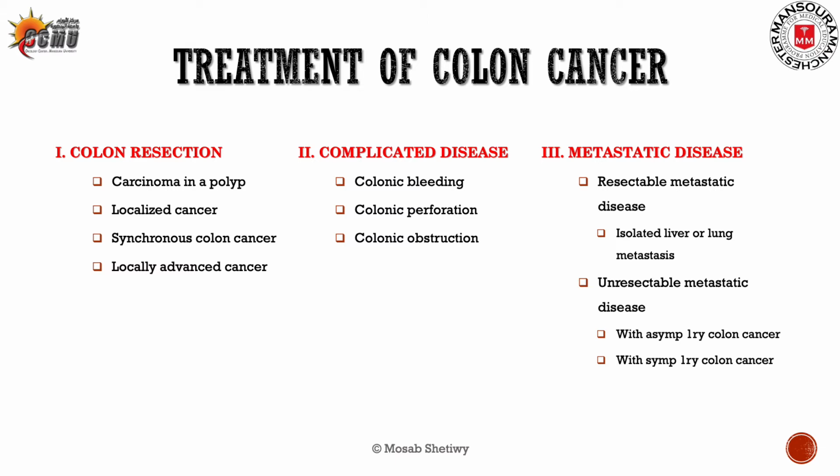As for complicated diseases with bleeding, perforation, or obstruction, there will be a separate lecture demonstrating this condition. We'll also have an overview of metastatic disease, and metastatic colorectal carcinoma actually is divided into two categories. Resectable metastatic disease, which is with isolated liver, lung, ovarian, or even peritoneal mets, or unresectable metastatic disease. Unresectable metastatic disease might be in an asymptomatic patient or in a symptomatic patient.